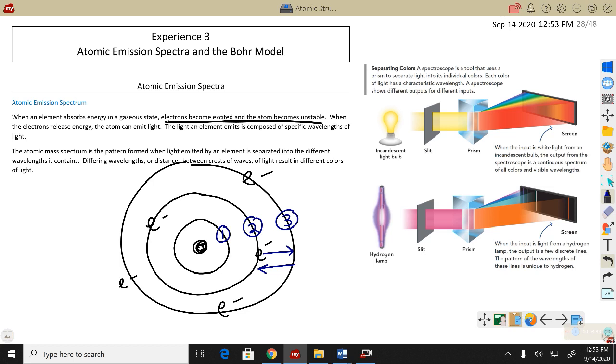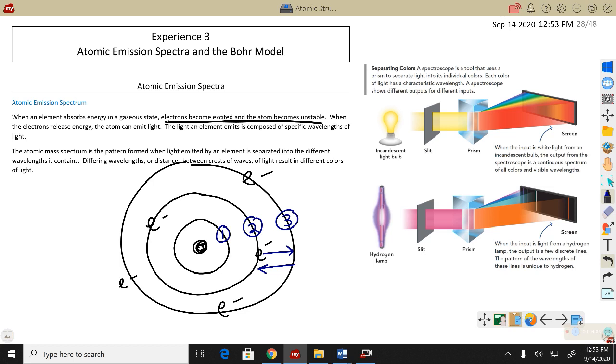And so depending on how much energy is gained and then how much energy is released, we could see different forms of light. And again, more specifically, we're going to be concerned about the visible light portion of the spectrum because that's what we can actually study in the lab. The light an element emits is composed of specific wavelengths of light.